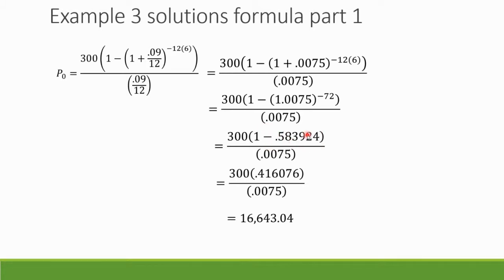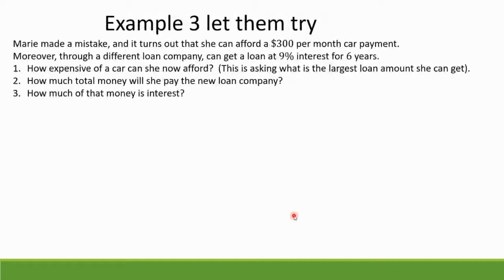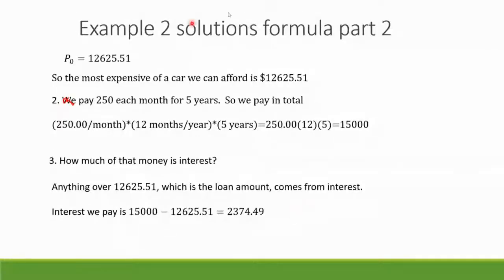We have 1 minus this, as you can see. That's what this number is. Again, we're working from the innermost parentheses out. So we took this difference, we multiply, we divide, and we get this. So now the biggest loan she can afford is this. On the plus side, at least, she can afford a more expensive car. Before we had something like 12,000. Let me double check. Right here, we had this amount, that's what P0 was. So she can get a bigger loan, which is nice.